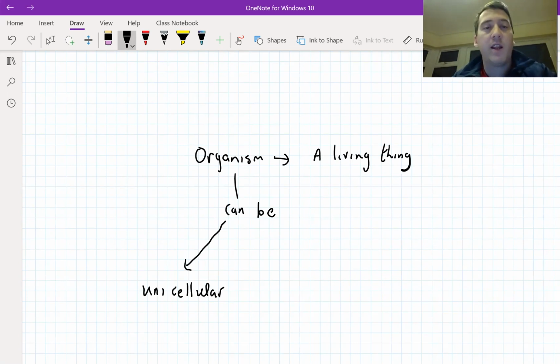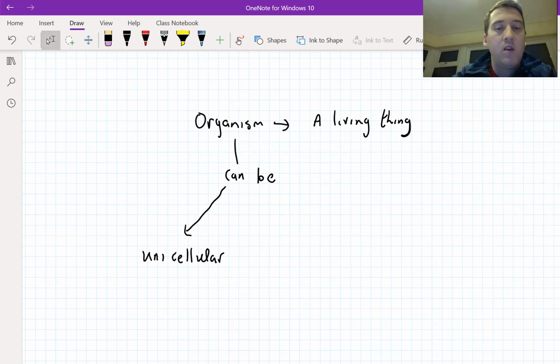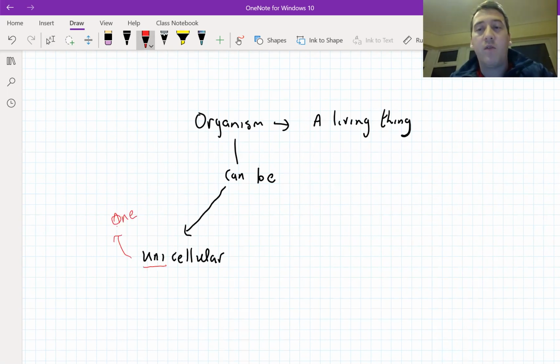Unicellular. Let's break this word down. Uni means one. So where would you have seen this word before? Well, a unicycle is a bicycle with one wheel. Maybe at a circus, you might have seen somebody riding a unicycle. It's a really funny looking bike, but it's just got one wheel and on top of it, you've got a seat and you just pedal and you try and keep yourself balanced. That's a unicycle. Uni means one because it's got one wheel.